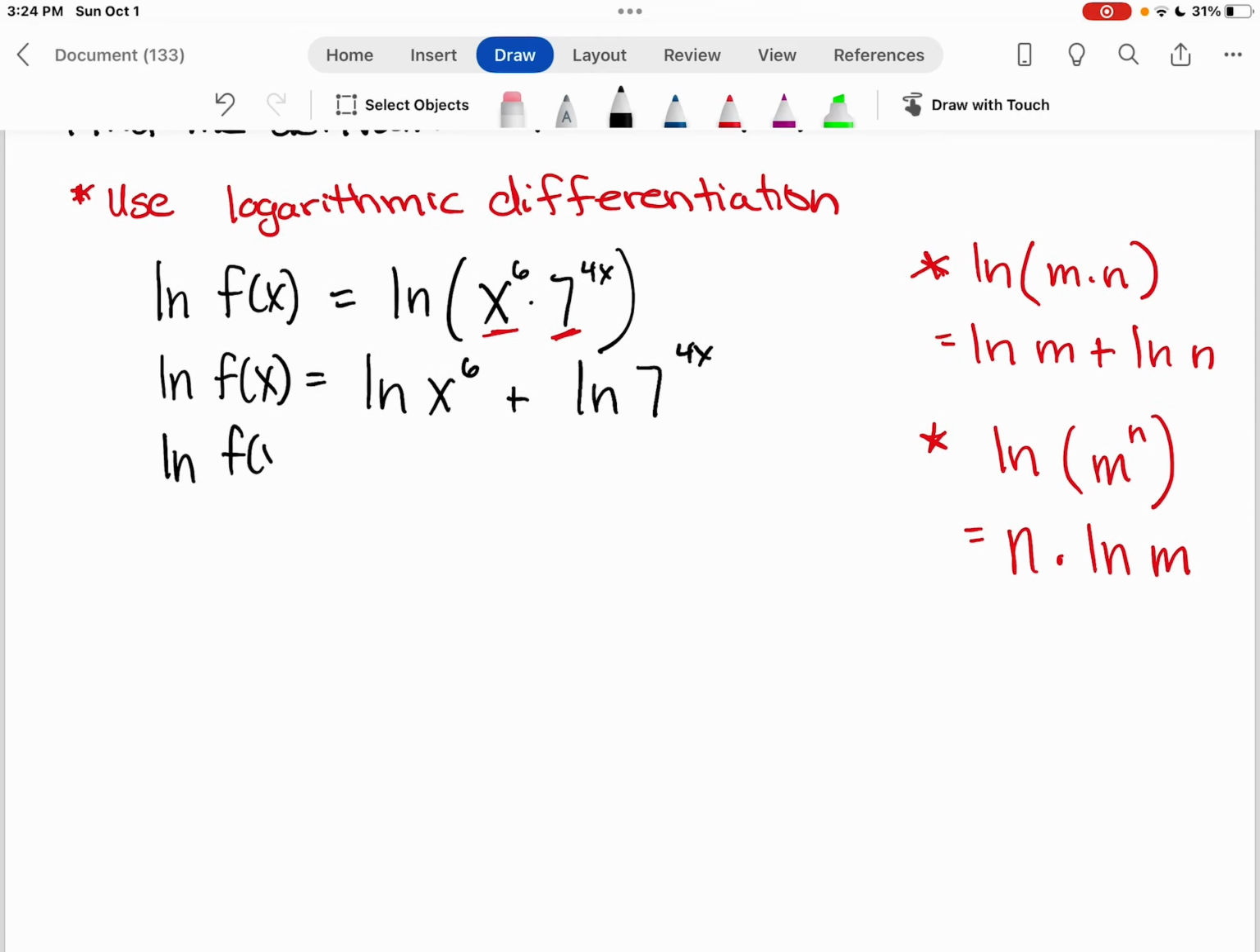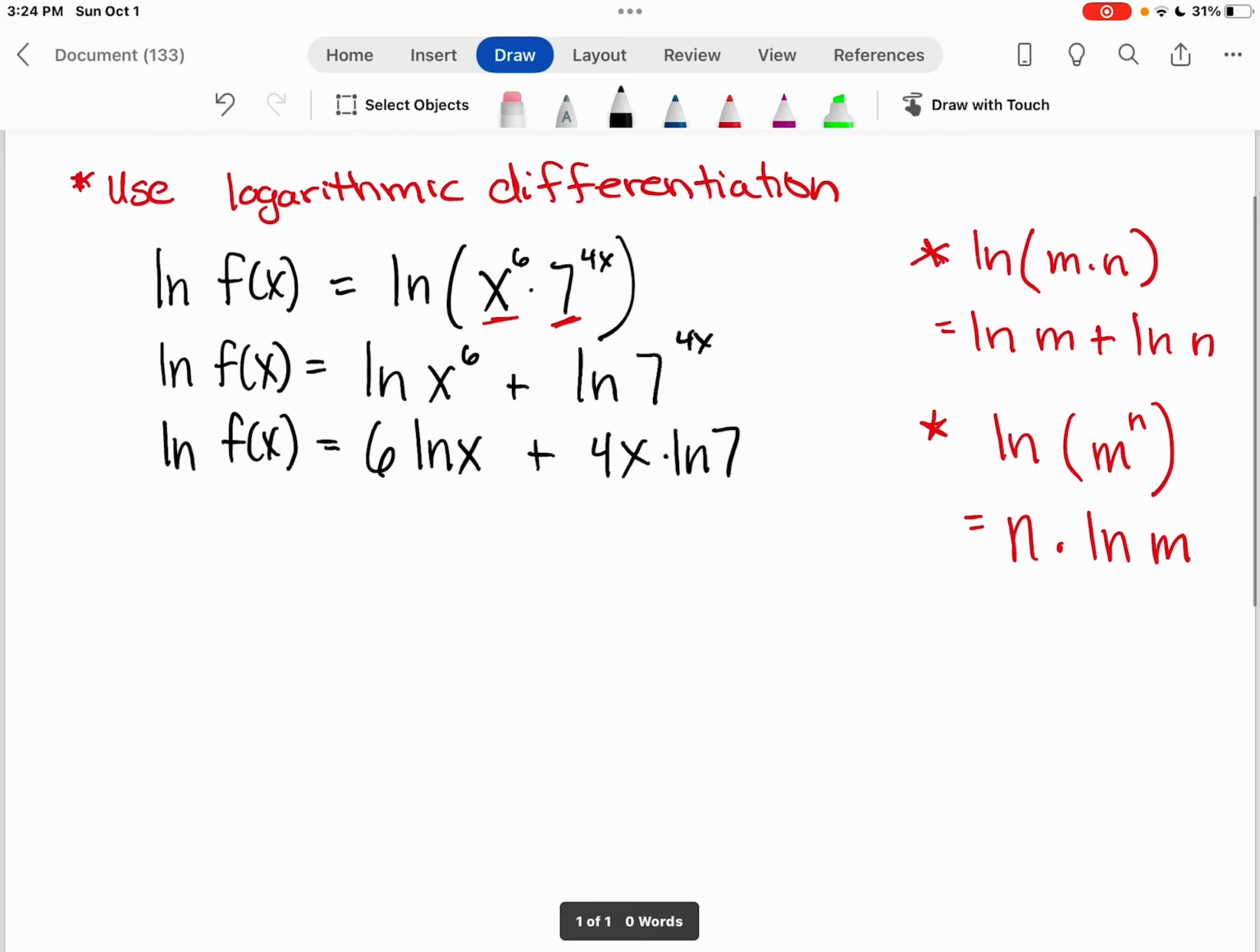I'm going to bring down the exponent. So the 6 in the natural log of x to the 6th, I'm going to pull that down in front. So I have 6 natural log of x plus, now I'm going to take the 4x down in front of the natural log of 7. So I have 4x times the natural log of 7.